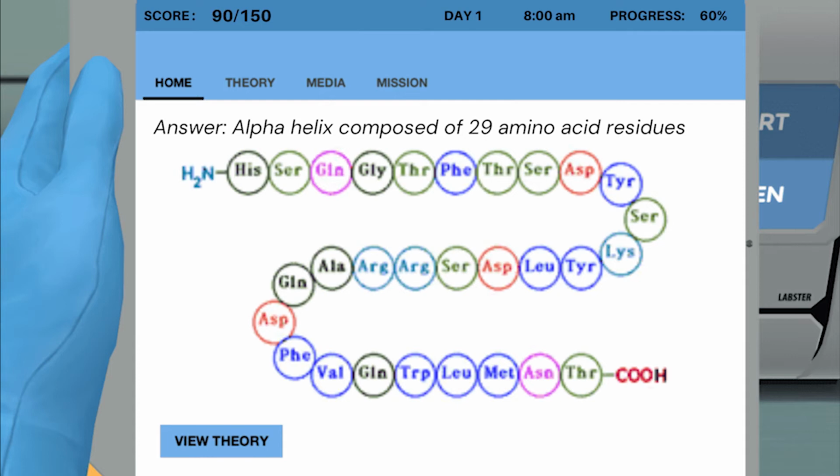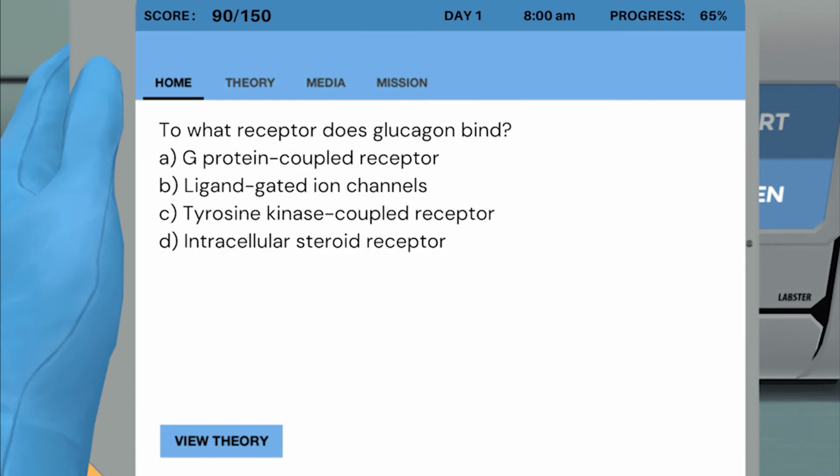Glucagon consists of 29 amino acid residues. It has an alpha helix structure with side chains of the same polarity every 3 to 4 residues. Additionally, the amino acid sequence of glucagon is shown below. To what receptor does glucagon bind?